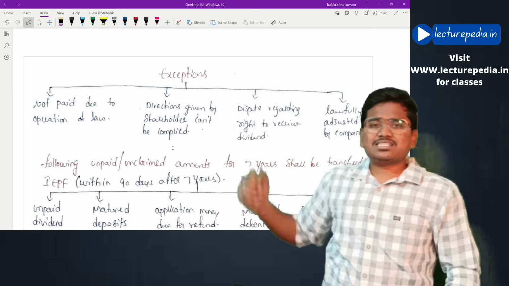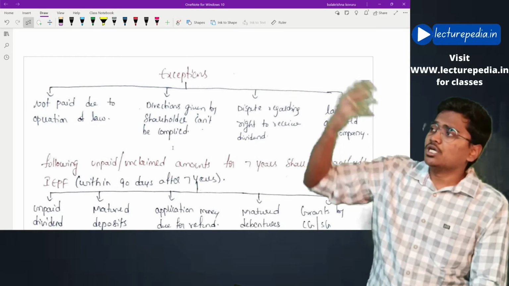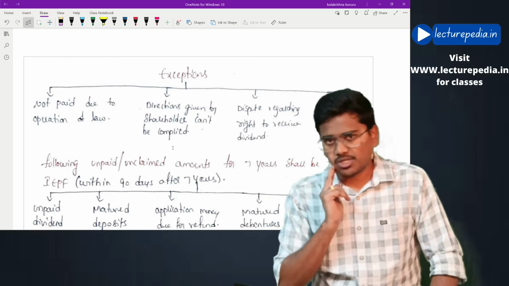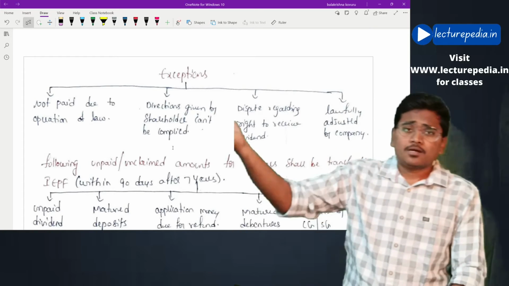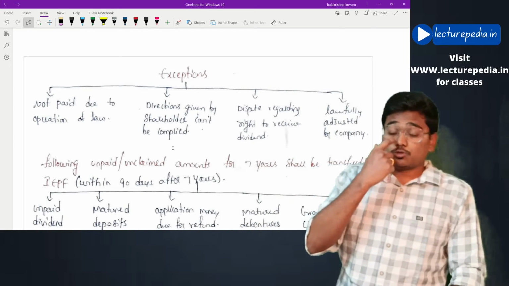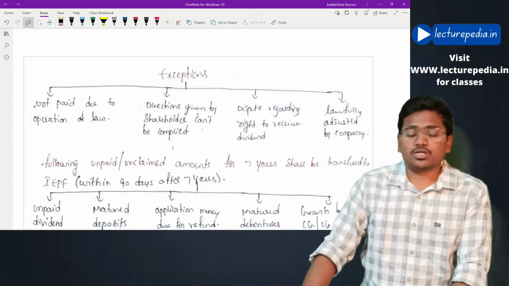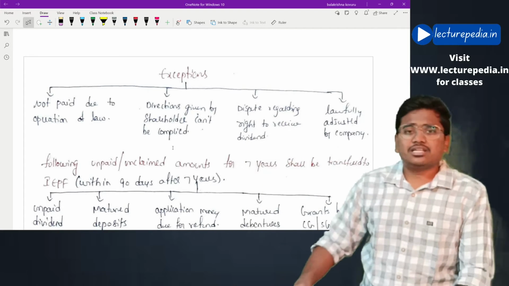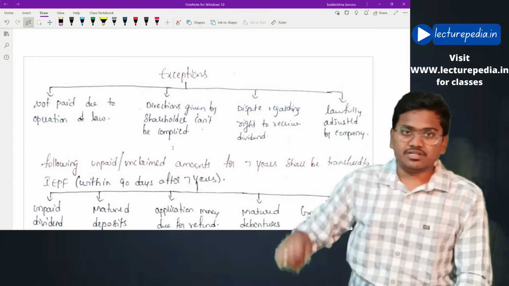Next, lawfully adjusted by the company. Let's say the shareholder has to give the company a certain amount. Let's say that particular shareholder has taken a loan from the company of 1 lakh rupees. Now the company has to pay a dividend of 50,000 rupees. What the company can do is set off this 50,000 rupees against the amount that has to be received from that particular shareholder. This is lawfully setting off the amount of dividend. These are the situations in which the company will not be punished even if it has not paid the declared dividend.